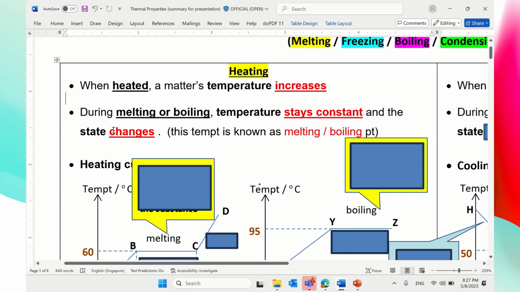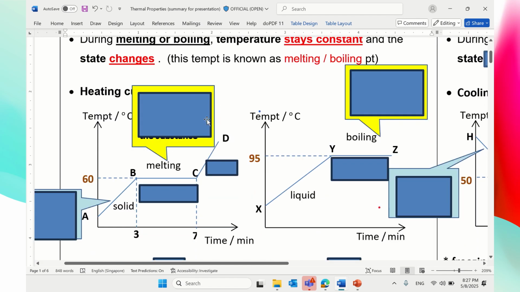and the state changes. So if there's melting, then the state changes from solid to liquid. If there's boiling, then the state changes from liquid to gas. And during this process where the temperature stays constant, that temperature is known as the melting point or the boiling point.